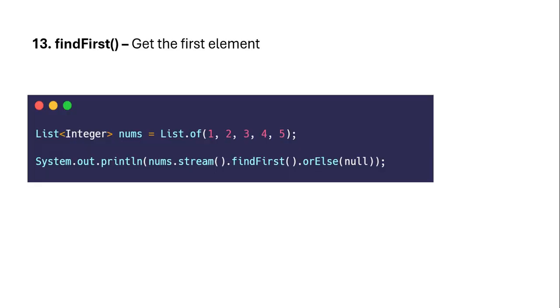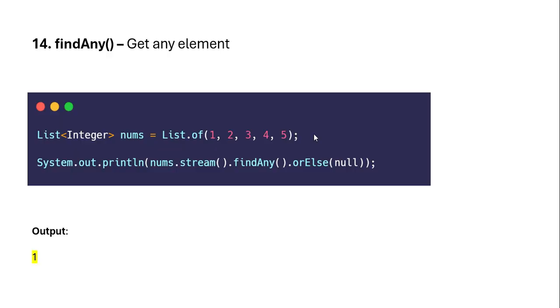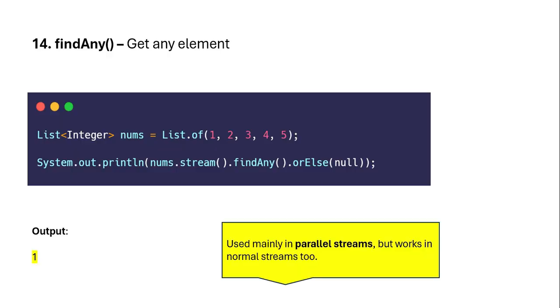Okay, 13 is findFirst. Here we get the first element. Let's say you have a list and you want only the first element. If none of them are there, then it is going to give us a null. Here it gives the output 1 because 1 is the first element. Then findAny. By default, it's going to give the first element it encounters, so the output is 1. It is used mainly in parallel streams but works in normal streams also.